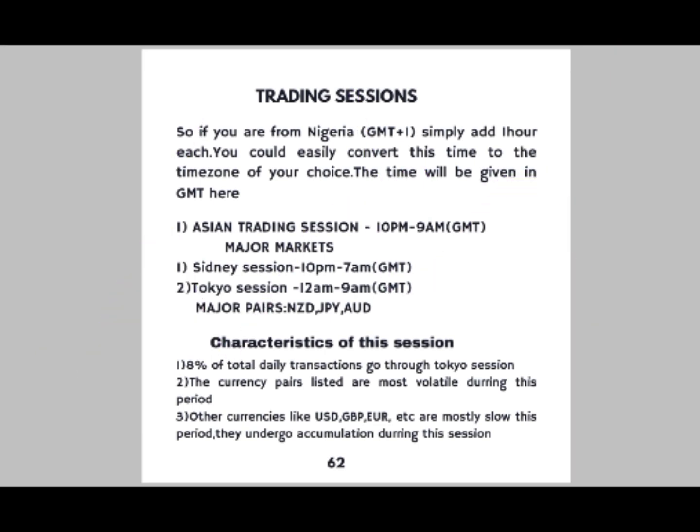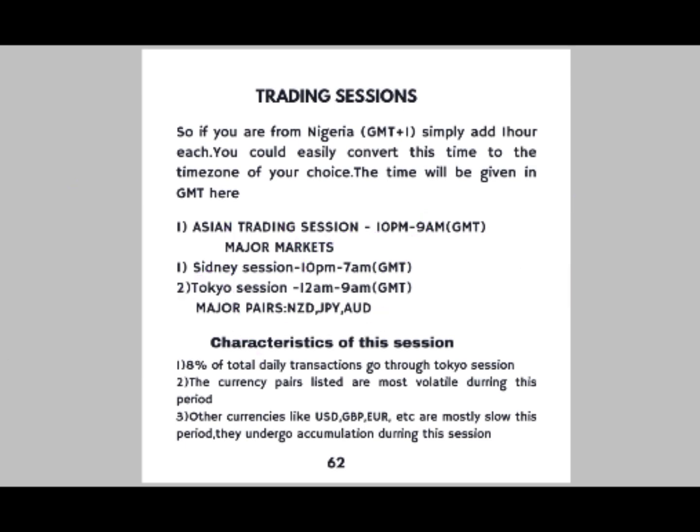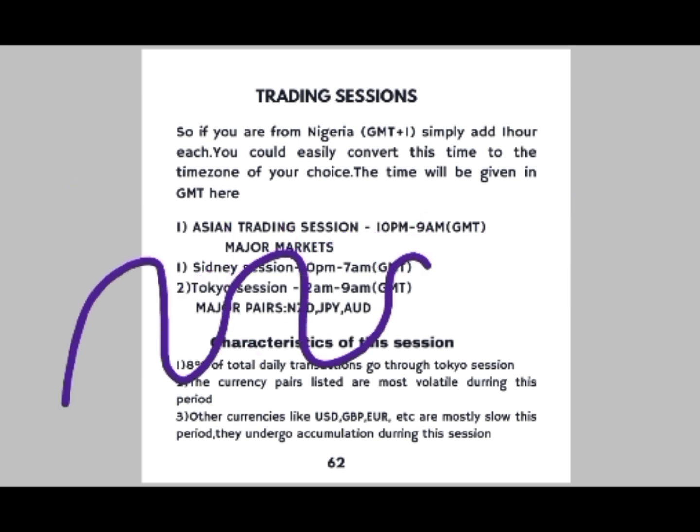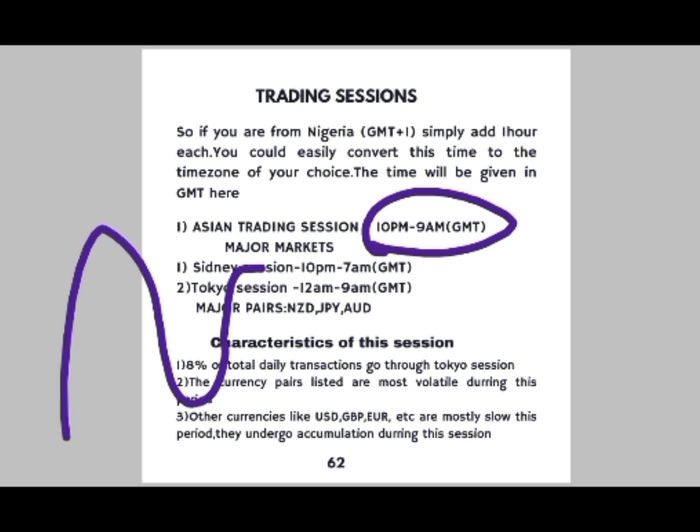But other currency pairs like USD, JPY, Euro. So let's say Euro USD or Euro JPY, any pair that does not have any of these three we spoke about, they are going to be mostly ranging during this period. That's why most times when you enter a trade in the night that does not have any of these three, it does not usually move. If you enter a trade within this period, it won't actually make a move. It will just be ranging, making little candlesticks.